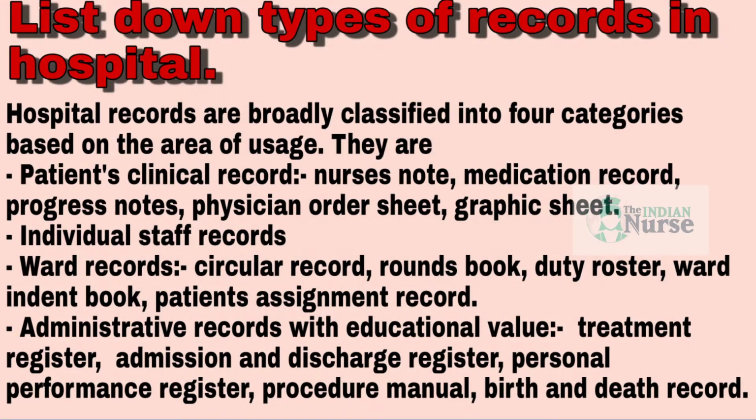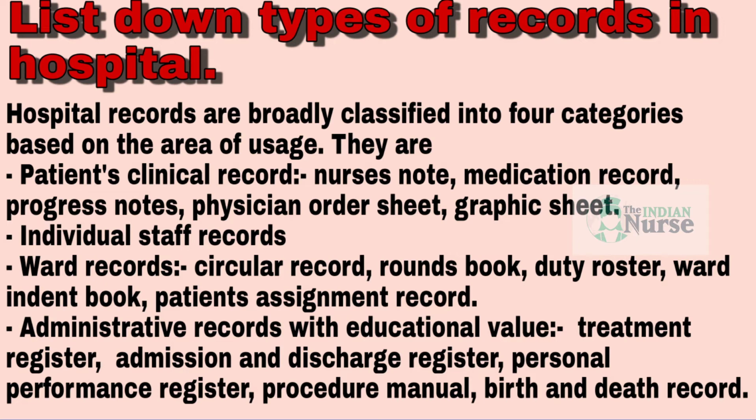Let's start. List down types of records in hospital. Hospital records are broadly classified into 4 categories based on the area of usage. They are patient's clinical record, individual staff records, ward records, and administrative records with educational value. Now we'll see one by one.